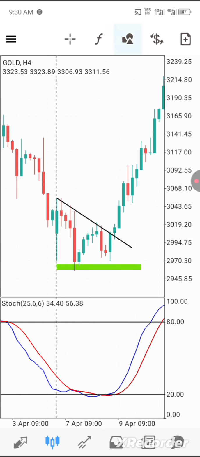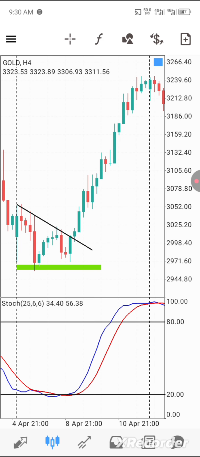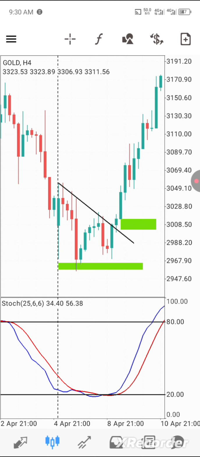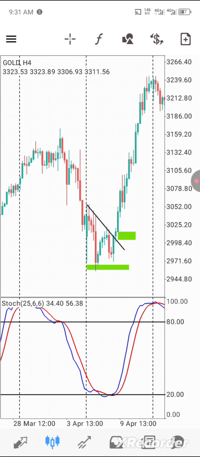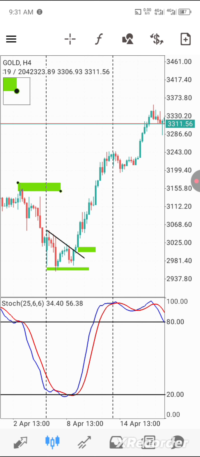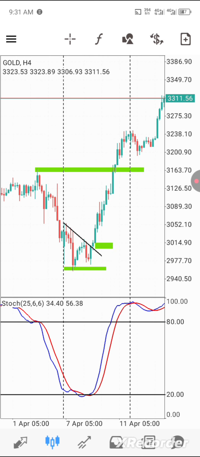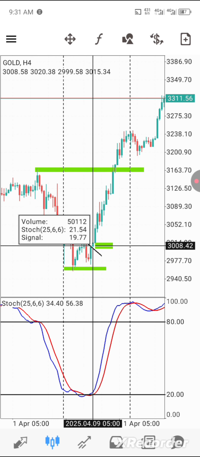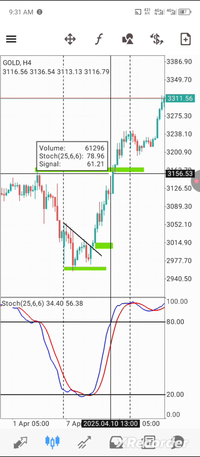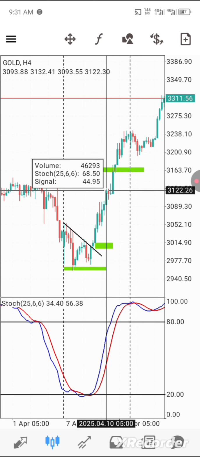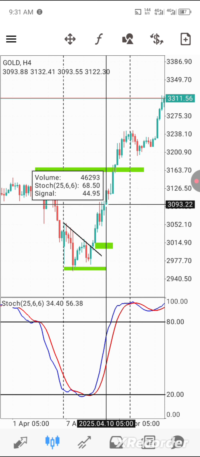let me mark it. Let's say we enter the market from here, and we set our stop loss right here, from here to here. Definitely we want this trade. If we were to take this trade, we want this trade. So that's it.